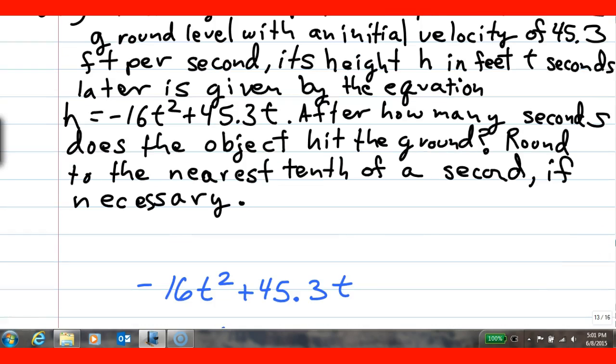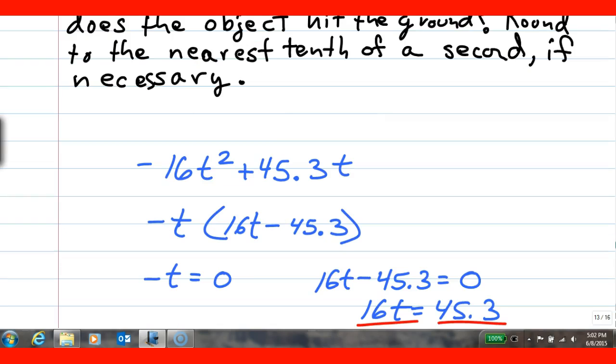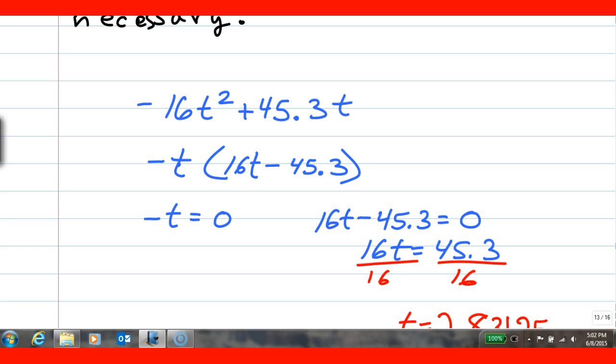Alright, so let's put this information on here. So we were given this equation. We were told that h is equal to negative 16t squared plus 45.3t. Let's start by factoring. I'm going to pull out the greatest common factor. I look at the 16 and the 45.3. I can't pull anything there, but I have t's available. So I'm going to divide out a t. And because there is a negative in the first position, I'm going to pull out a negative with that t. So it's a negative t. I divide out the t's, and I'm left with negative t times 16t minus 45.3.